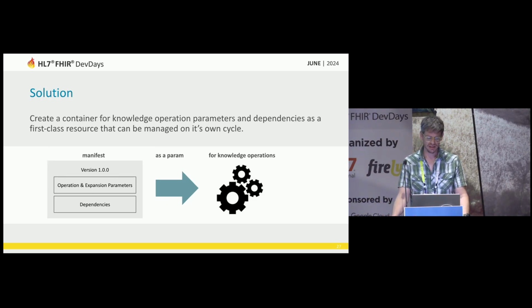And now when a new version of LOINC comes out, if you're using that same version 1 manifest, there's going to be no difference. It's deterministically going to be set to what that was. But now your QA team or whoever could decide to make a manifest version 2 that would now point at the new LOINC code system. And now your knowledge operations would be able to use that.